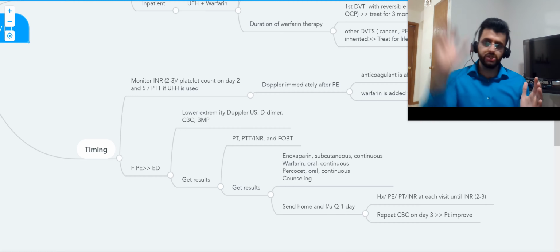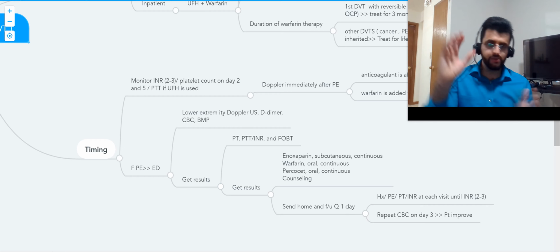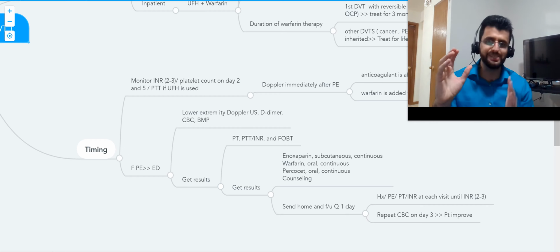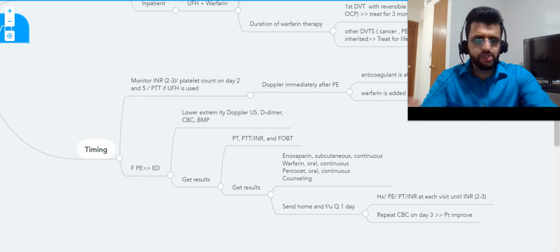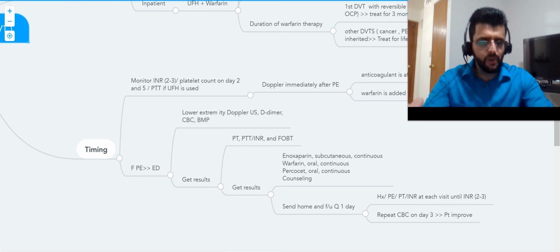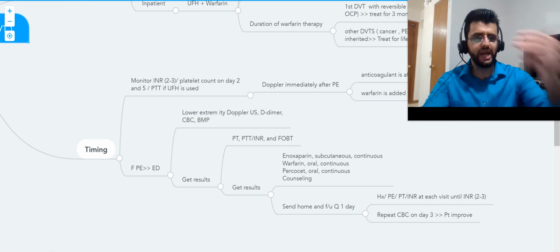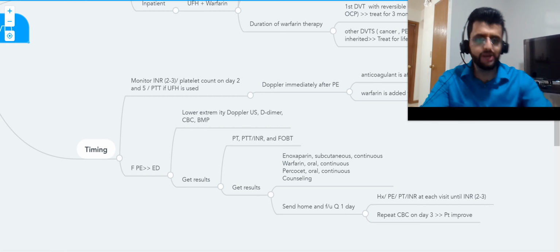Okay, so this is the PT, PTT, INR, FOBT, and then the enoxaparin and warfarin, both oral. And if there is pain, you can give Percocet oral, and you counsel the patient. Okay, counseling. After that, he's just in an emergency room. You send him home and follow up in a day. Okay, you bring him back in a day. What do you do after that?